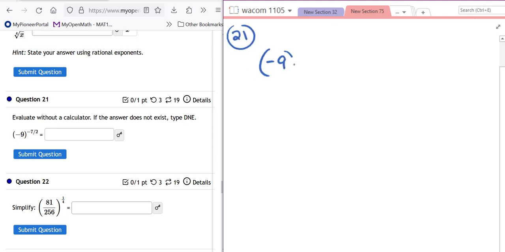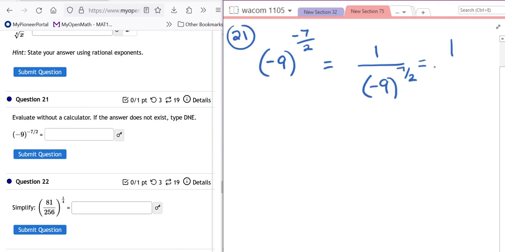All right, negative 9 in parentheses, going to the negative 7/2 power. All right, so first of all, let's change this exponent to positive. Remember, we would switch to the denominator. That does not change the sign in here. It only changes the sign on your exponent. And then we'll switch to radical form to see if we can clean this up.